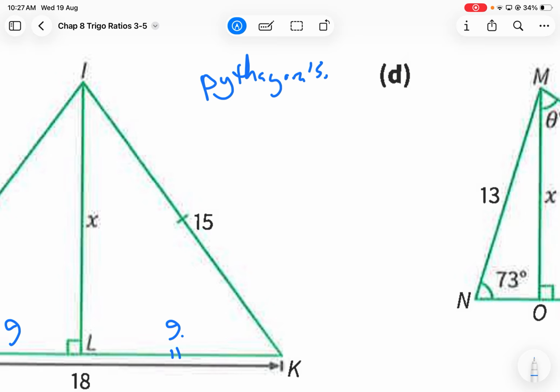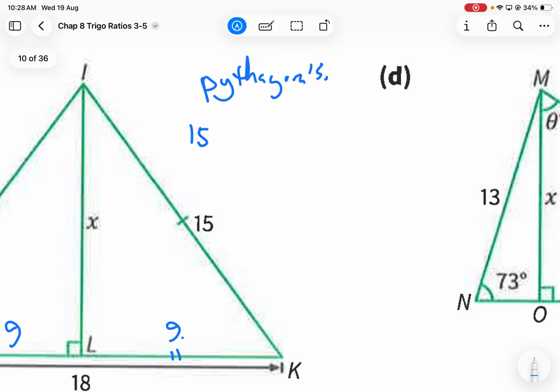Okay, Pythagoras. I can link 15, 9 and x. The longest side is 15. 15 square is equals to x square plus 9 square. 15 is the longest side. So 15 square is equals to x square plus 9 square. Then I want x. I want x, so I want x square to be by itself. Then I minus 9 square from both sides.